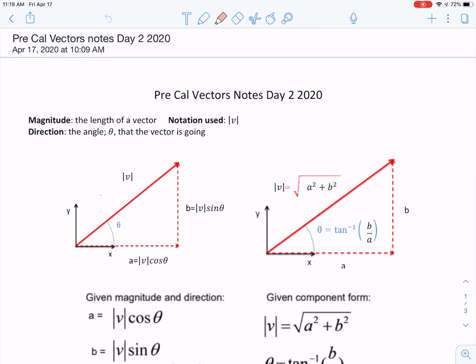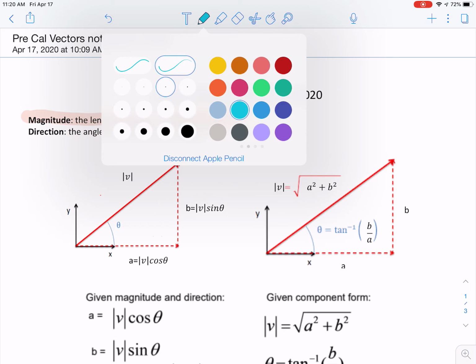Day 2 of vectors. So we're going to talk more about magnitude and direction. Magnitude is the length of the actual vector. Yesterday we had component form, or Tuesday, and now we're going to talk about the magnitude and the direction. This is a new notation that you've never seen before. You use what looks like an absolute value sign on a vector, and that is the notation used.